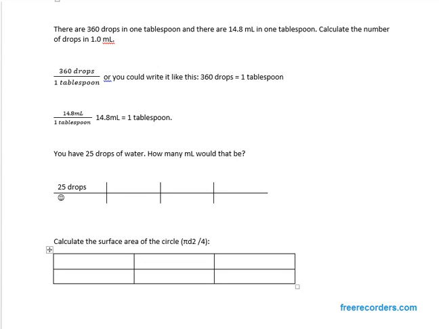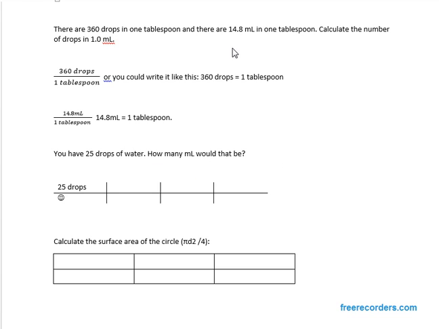Okay, there are some questions about the Avogadro's number lab, where you have to do the calculations for how many drops are in a milliliter, and also the surface area of a circle. So here's an example, I'm just making numbers up so I don't do the problem for you: if you have 25 drops of water, how many milliliters would that be?